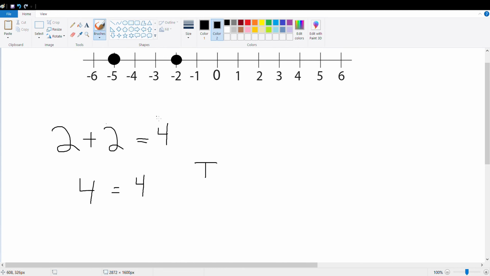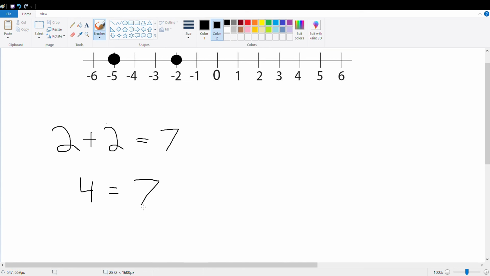Now, then there are statements of inequality, where one side is not going to equal the other side, or the equation itself is false. So 2 plus 2 equals 7. Well, 2 plus 2 is 4.